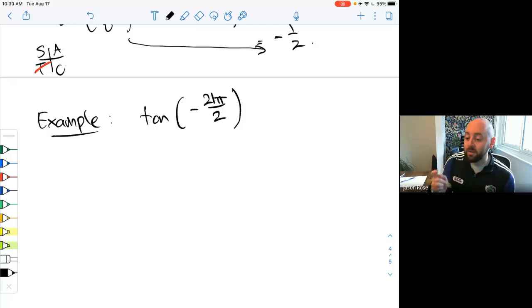What multiple of pi do I want to add here? Like 6 pi, 8 pi, 10 pi, 12 pi, 2 pi. Anybody know? You type what it is you think it is in the chat.